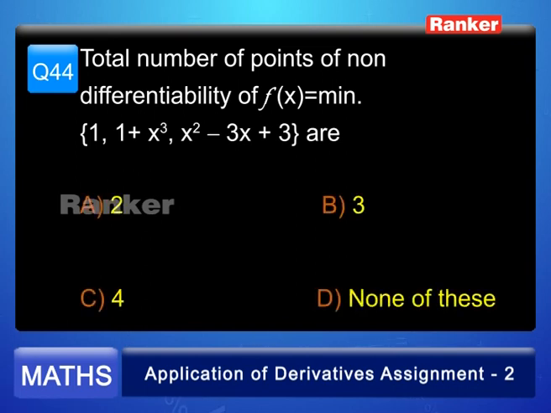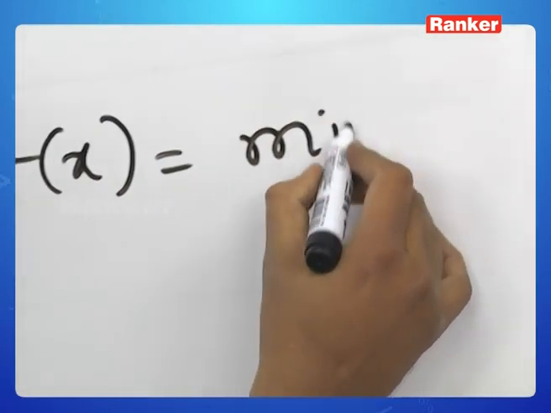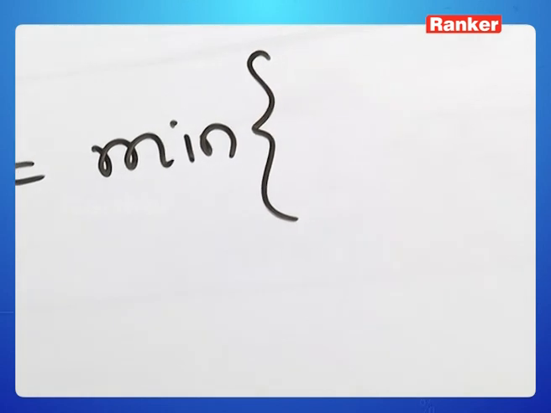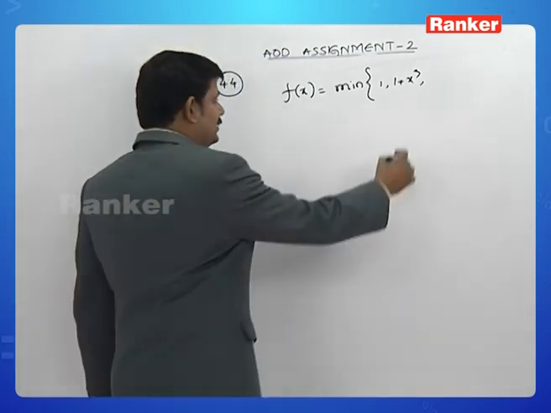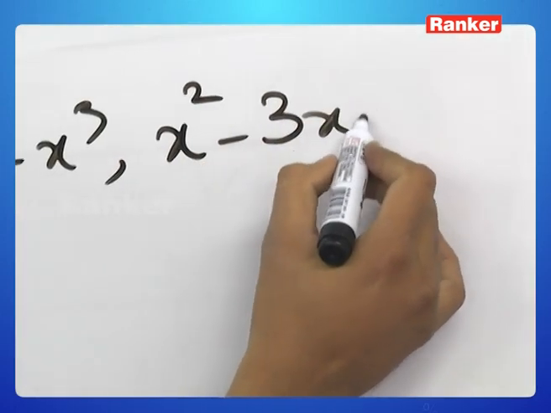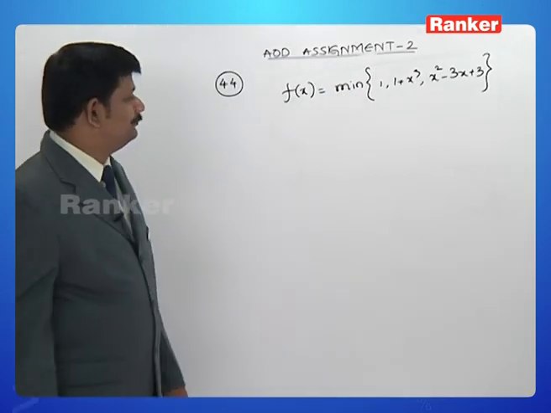Total number of points of non-differentiability of the function f of x is equal to the minimum of 1 comma 1 plus x cube comma x square minus 3x plus 3. We need to find the number of points of non-differentiability of the function f of x equal to the minimum of 1 comma 1 plus x cube comma x square minus 3x plus 3. Discuss non-differentiability of this function.